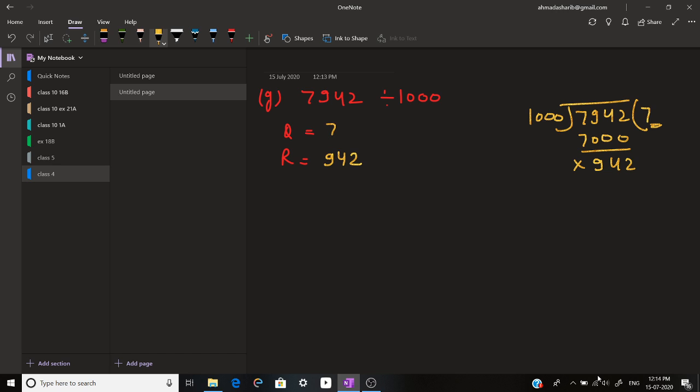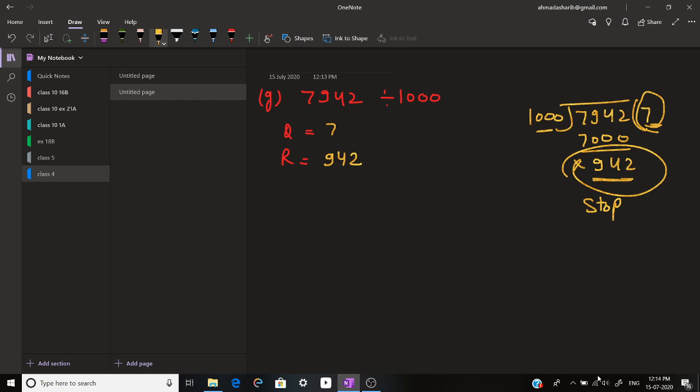We cannot proceed with this question further. Why? Because 942 is lesser than 1,000. That is why we will stop here and the quotient is 7 and remainder is 942. Fine. In the same way you will do all the parts of this exercise.